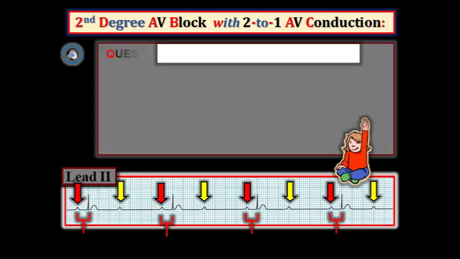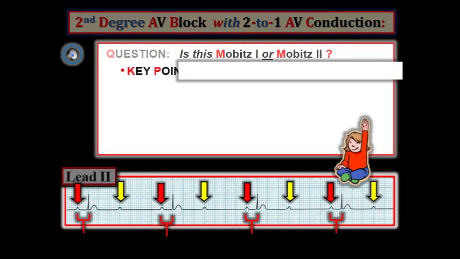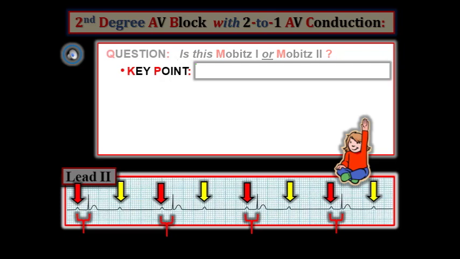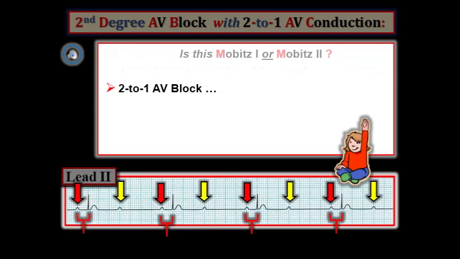Is this Mobitz I or Mobitz II? Key point. When there is 2-to-1 second-degree AV block, we cannot tell for sure if the rhythm is Mobitz I or Mobitz II because we never see two conducted beats in a row, which means that we can't tell if the PR interval would increase if given a chance to do so. That said, there are some things we can look at to help us determine which form of second-degree AV block is more likely to be present.